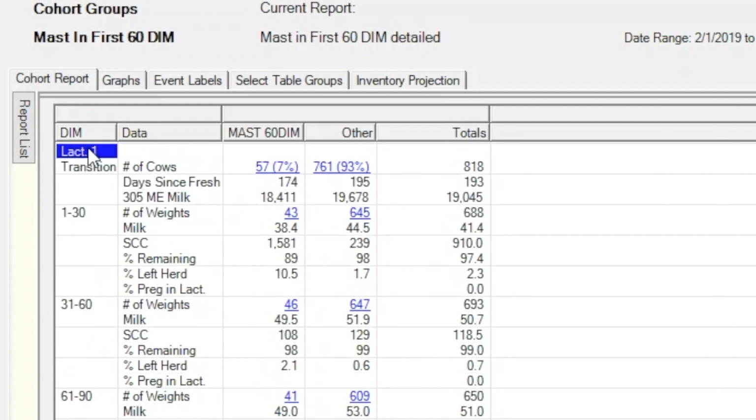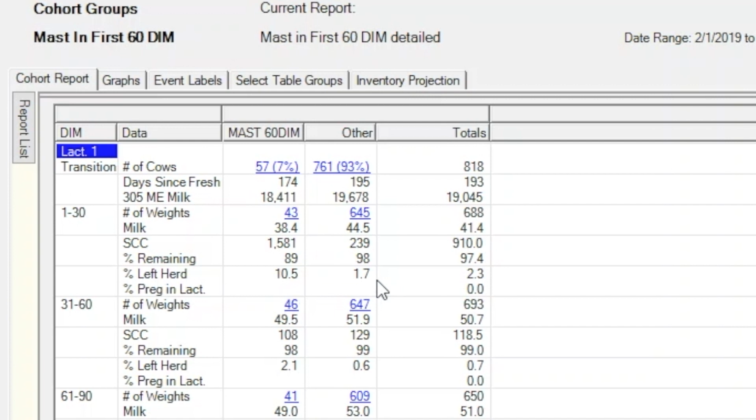This is all lactations. If we scroll down, we can see by different lactations. So here's the first lactation. You can see that 7% of the animals are getting mastitis in the first 60 days. You can see the difference in milk. One thing that I like to look at on my first lactation is the animals that have left the herd. In the first 30 days, of animals that got mastitis, 10.5% of them have left the herd versus 1.7%.